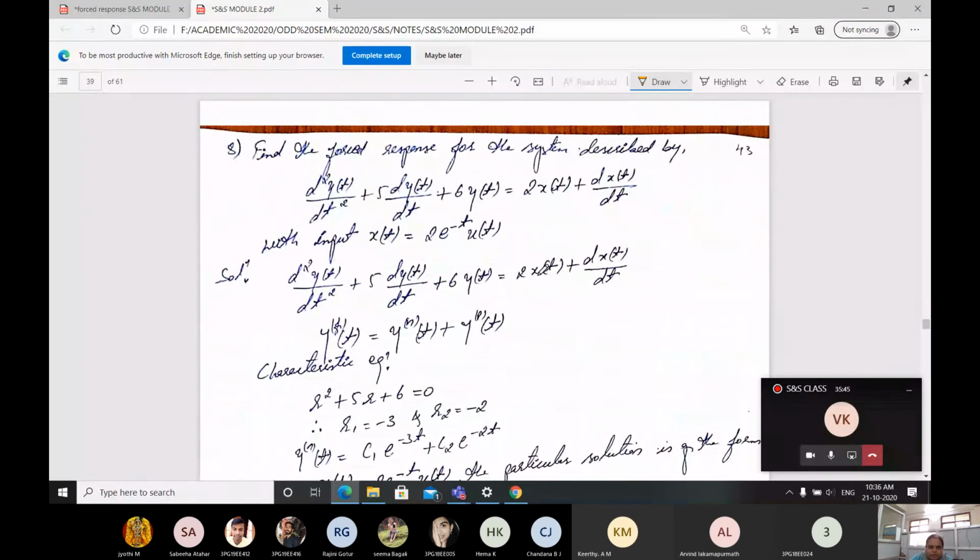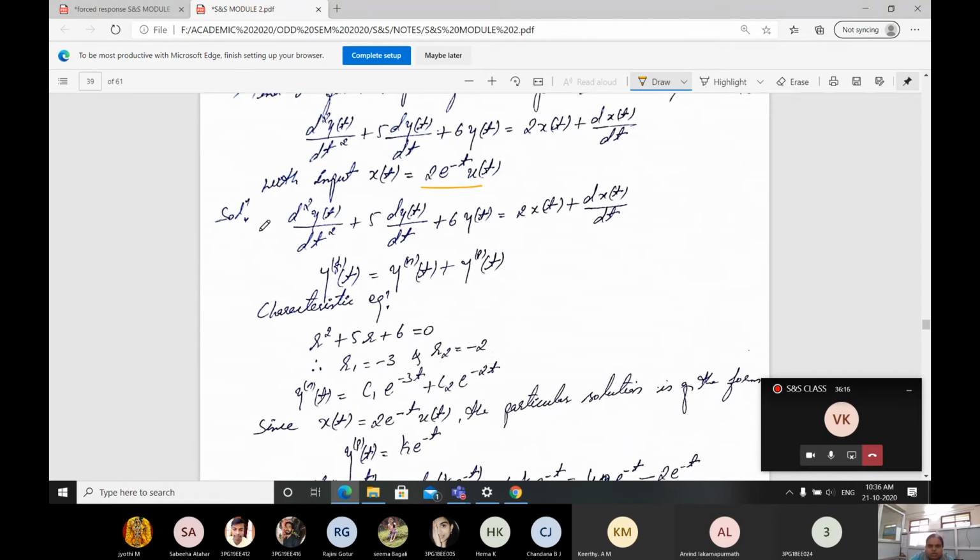Here the next problem is given as: find the forced response for the system described by d square y of t divided by dt square plus 5 dy of t divided by dt plus 6 y of t, that is going to be equal to 2x of t plus dx of t divided by dt, with the input x of t equal to 2 into e raised to minus t u of t. This is the given equation. Our forced response yf of t is going to be equal to yn of t plus yp of t.